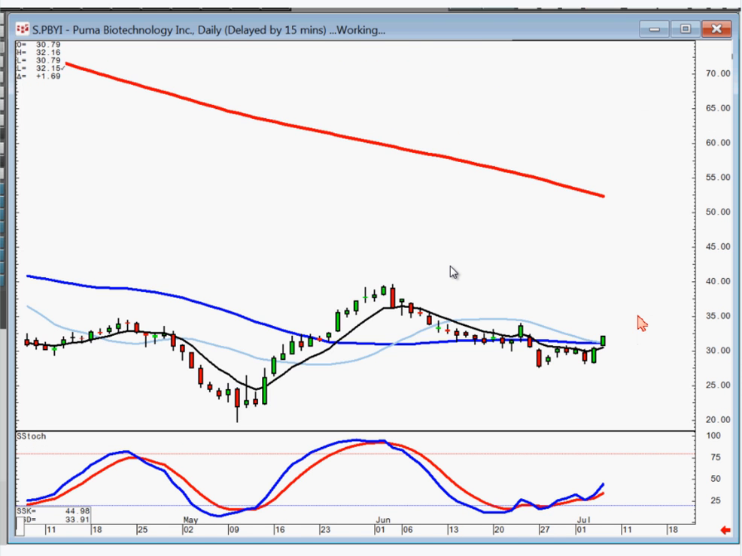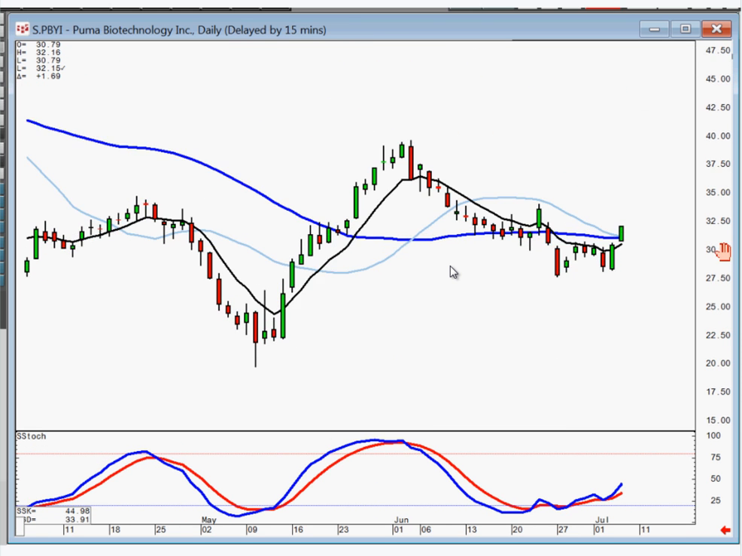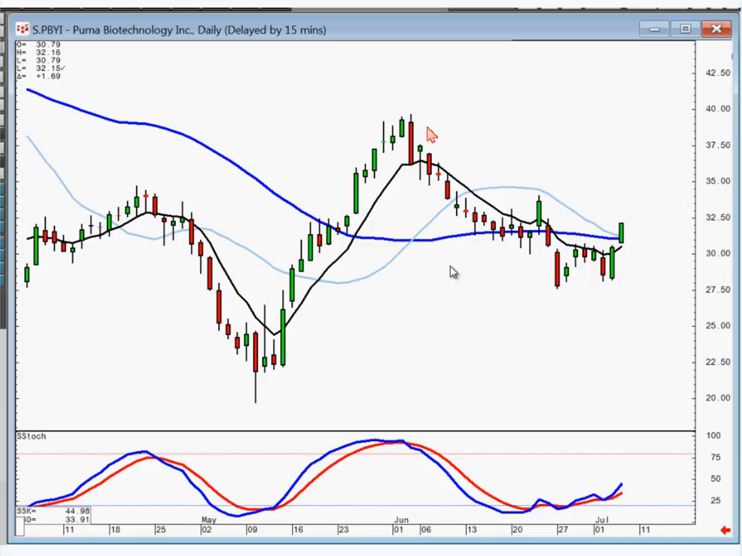PBYI. Another one that's setting up nicely with a bullish engulfing. Broke this downtrending channel with a little gap up through the 50. I'd be buying this one on a perspective of wave 1, wave 3, bringing you up into this range.